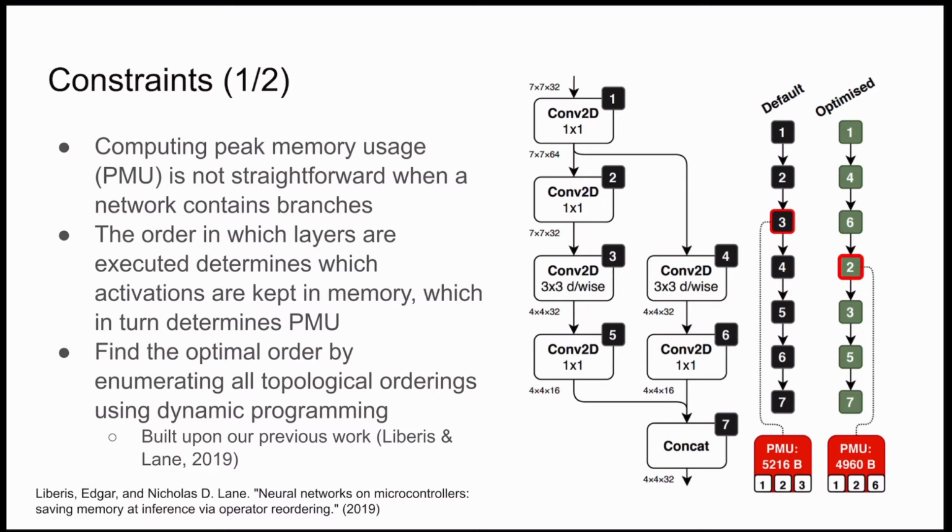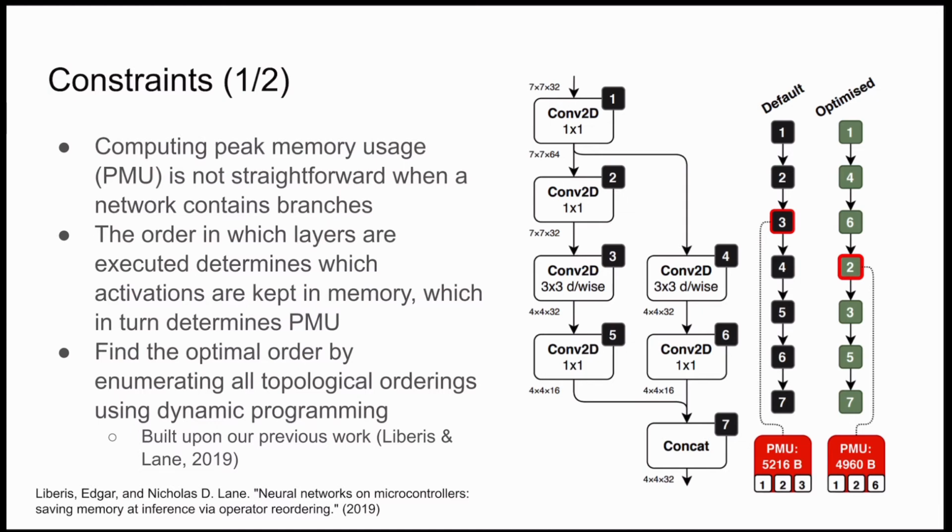Now, in order to compute the smallest possible peak memory usage, we build upon our previous work, which enumerates all topological orderings of a computational graph using dynamic programming. So in the example you see on the slide, if we were to follow a default order of 1 through to 7, we would get a higher peak memory usage than if we were to execute the rightmost branch first.